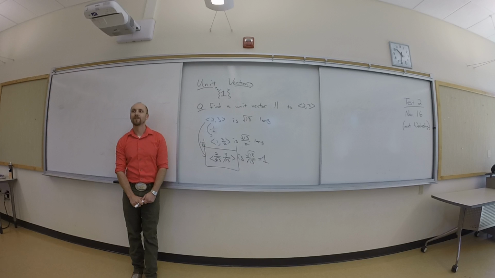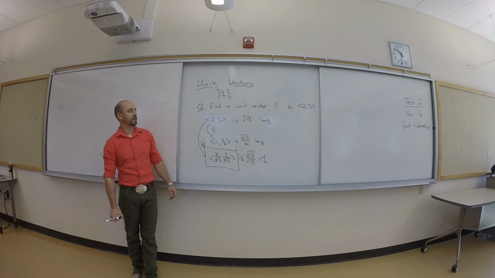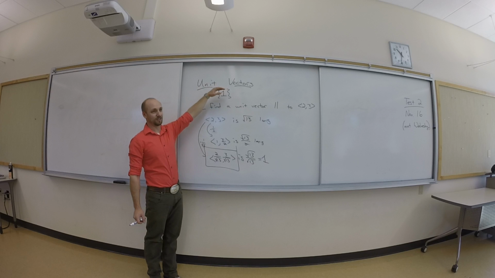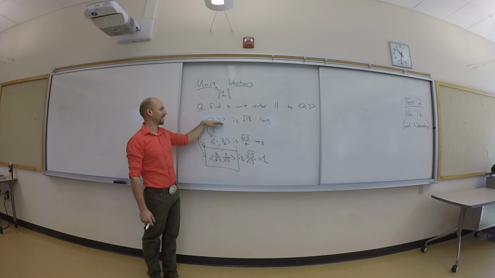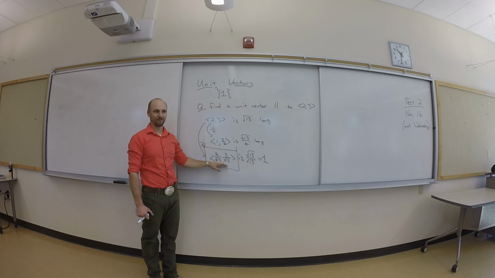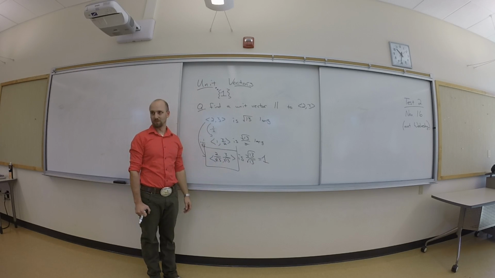Cool? So out of this, you should add two things. Unit vectors are something that might be handy. They're one long, and you get them by taking the vector you started with and dividing both components by the length. Cool? Questions?